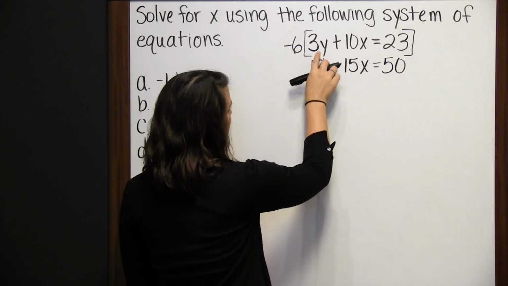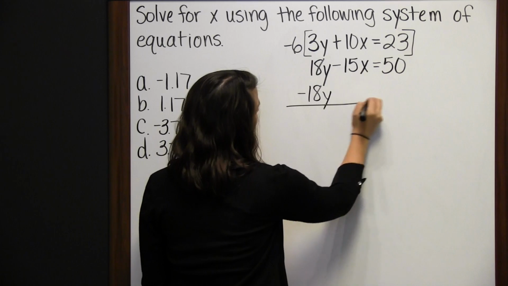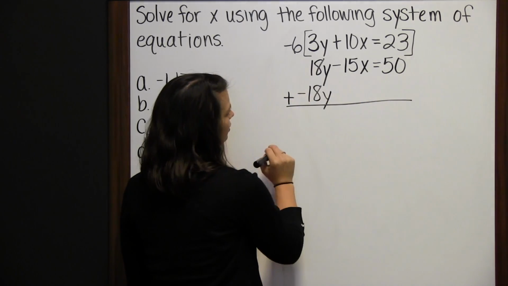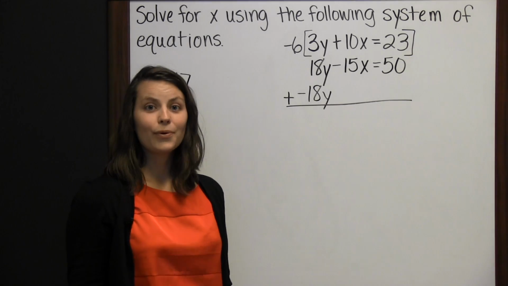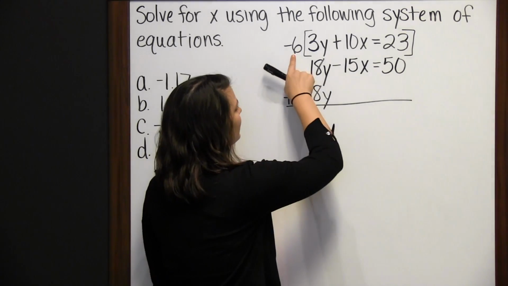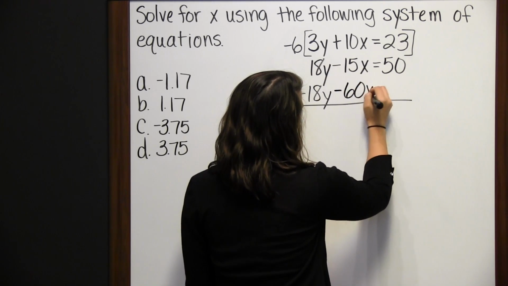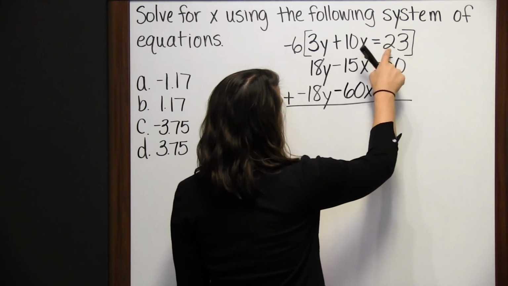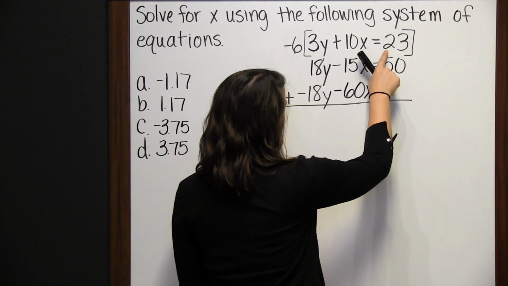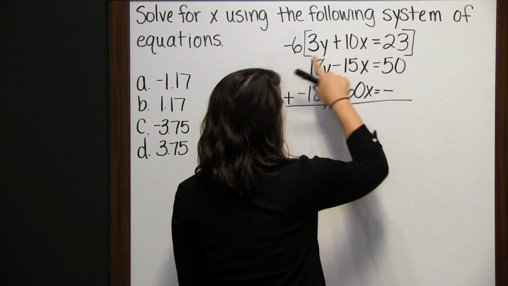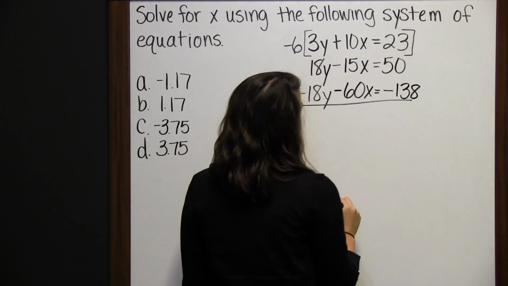Because negative 6 times 3y is negative 18y. And then when I add my two equations together, 18y and negative 18y will cancel or eliminate. Negative 6 times 10x is negative 60x. And negative 6 times 23 is negative. 6 times 20 is 120. 6 times 3 is 18, so 138.